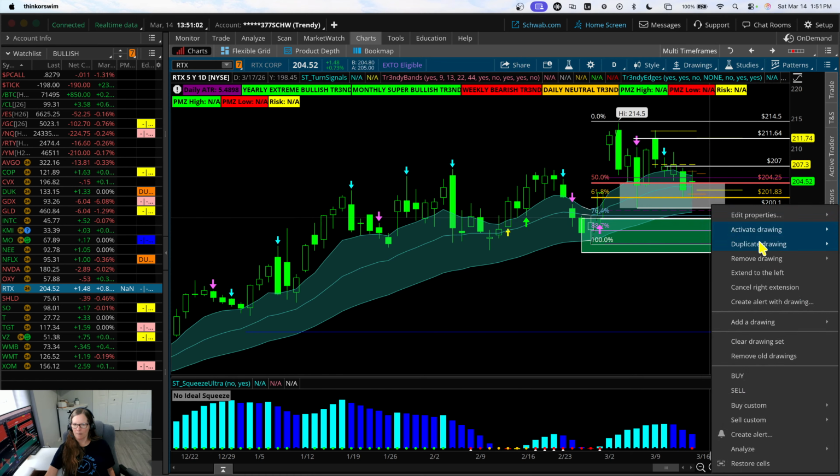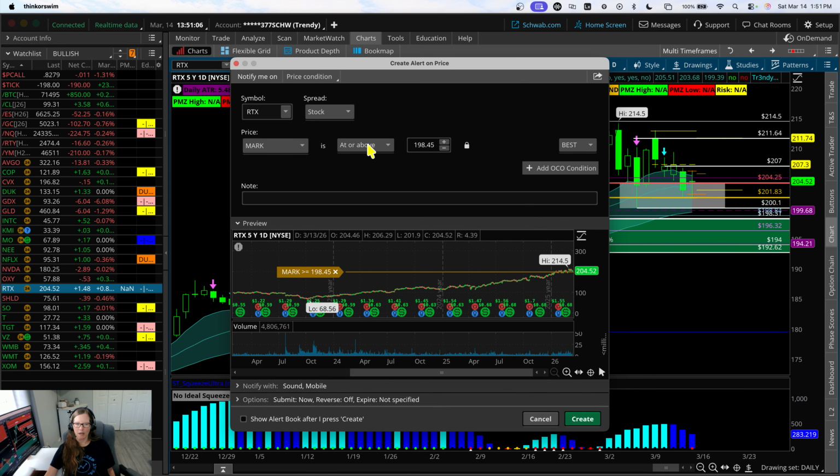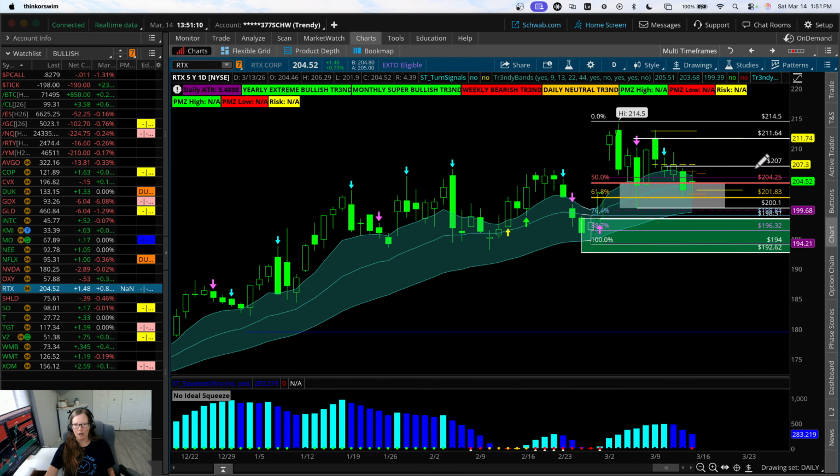All right, so I'm going to set my alert there, but I will just point out the fact that so far this gray zone has been holding as support.